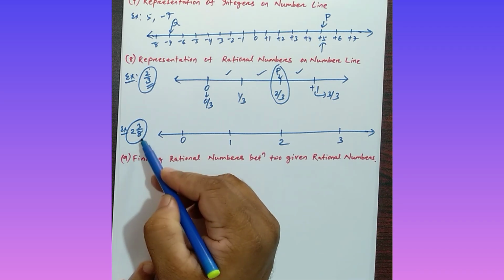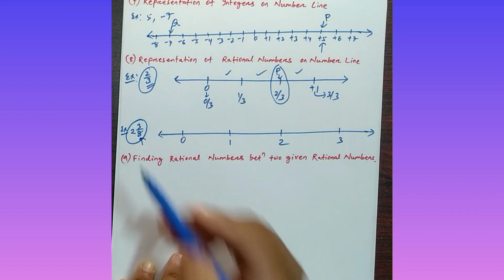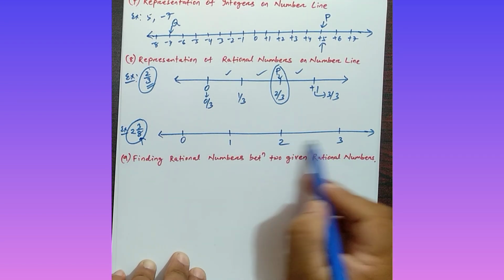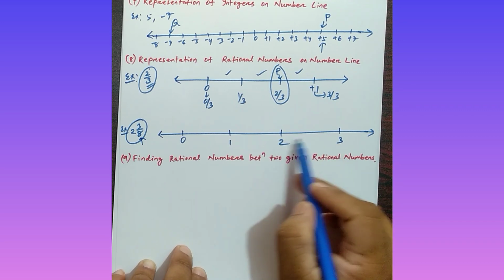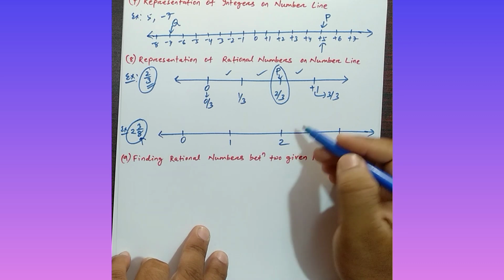Look here, 2 whole 3 by 8. This is a mixed fraction, and look at the denominator part. Denominator part is 8. So obviously you have to make 8 equal parts between 2 and 3. कितने करेंगे? 8 equal parts करेंगे. समझ में आ रहे? Okay, करो.